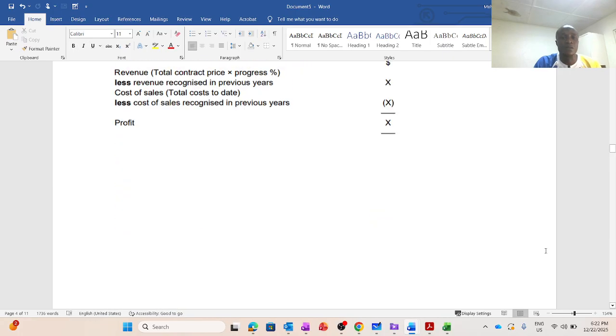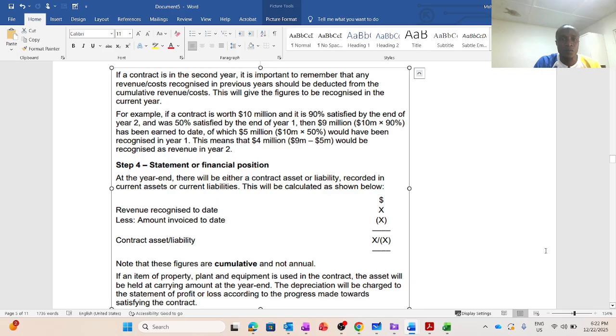Then, very simple. Stage four, at the year end, there will be either a contract asset or a contract liability recorded in the current asset or current liability. If there is a contract asset, current assets. If there is a contract liability, current liability. This will be calculated as shown below.